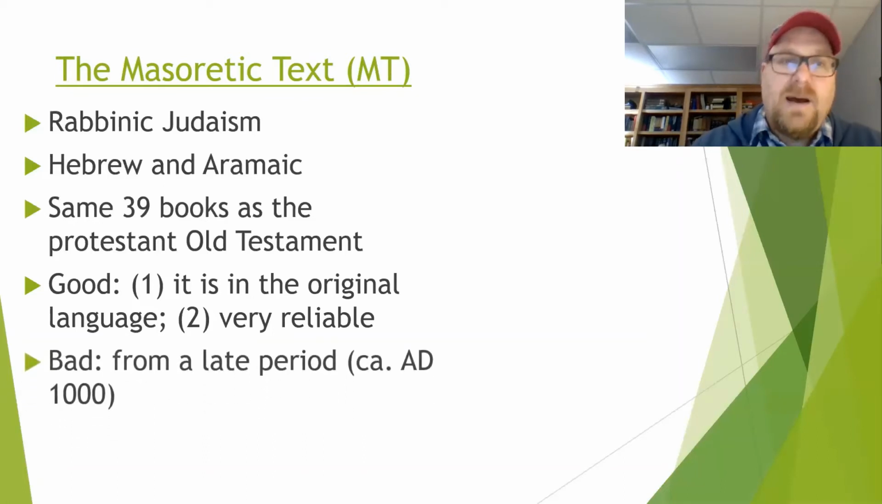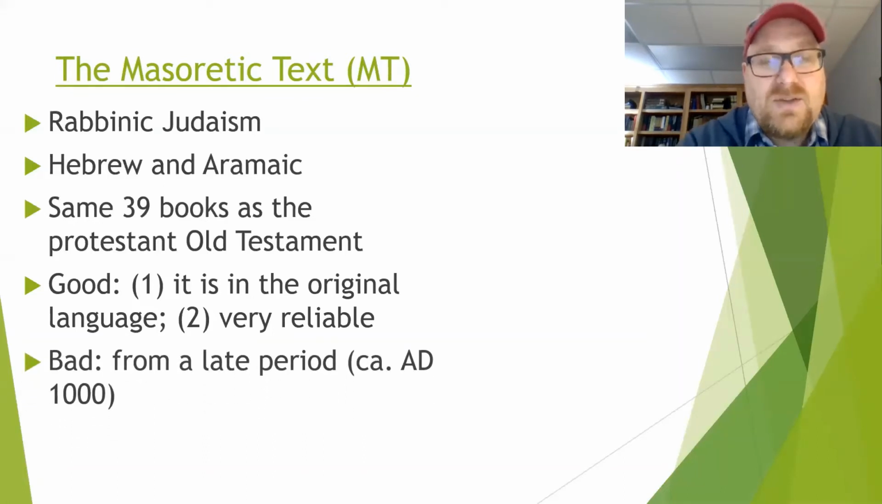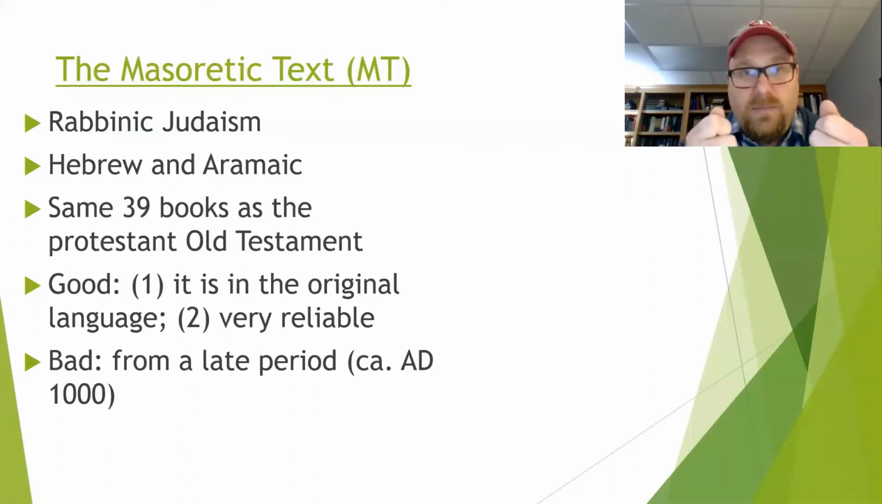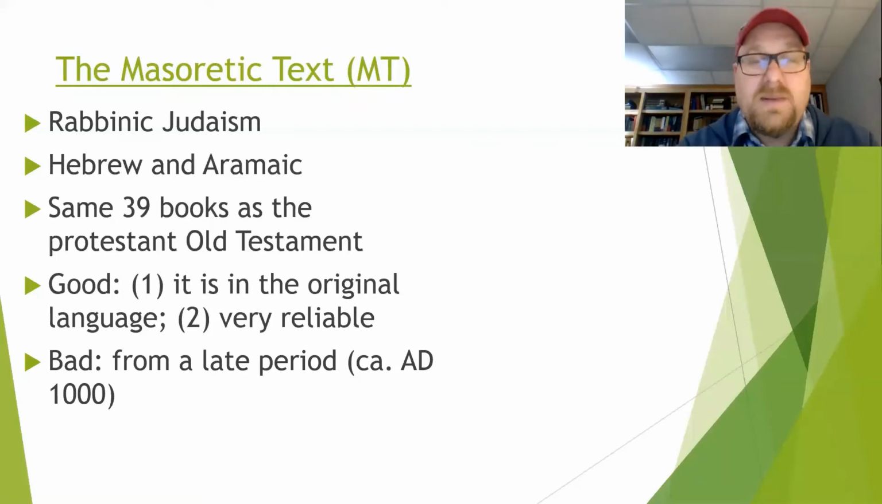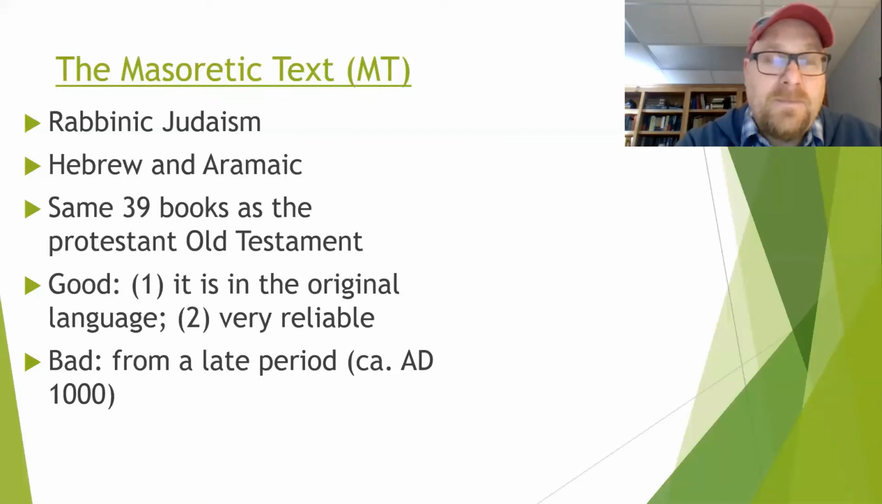The bad thing about the Masoretic text is these manuscripts come from a late time period. Even though it's manuscripts for the Old Testament, the actual pieces of parchment or leather that these things were written on come from around the year AD 1000. So they come long after Jesus. They come from a medieval time period. And so that's what's bad. So there's good and bad with all of these things.